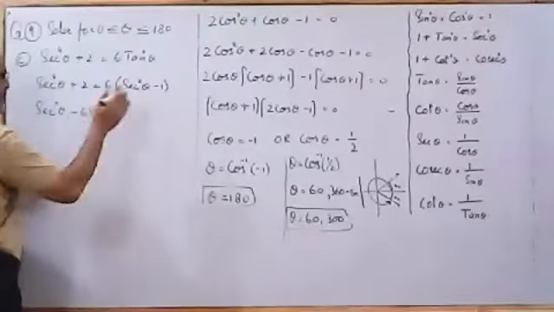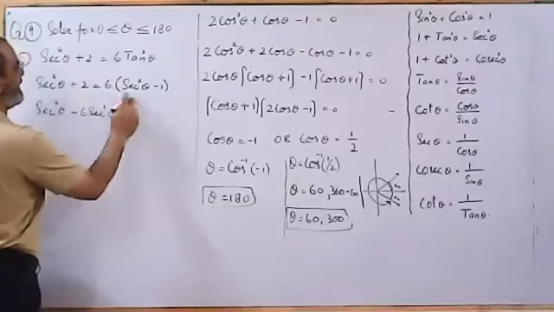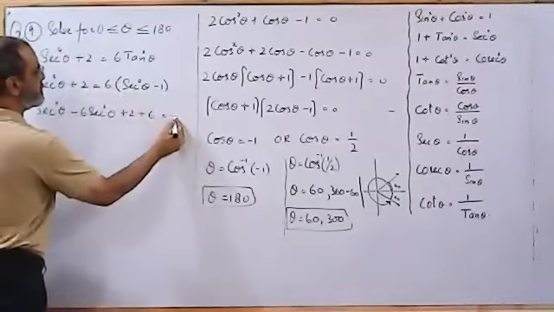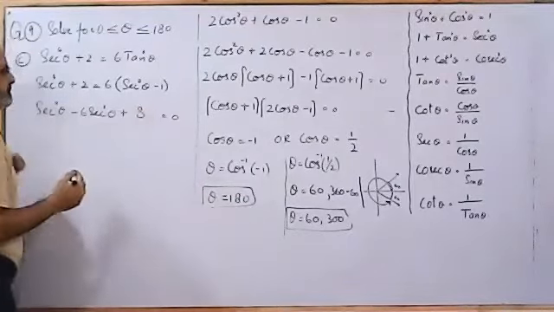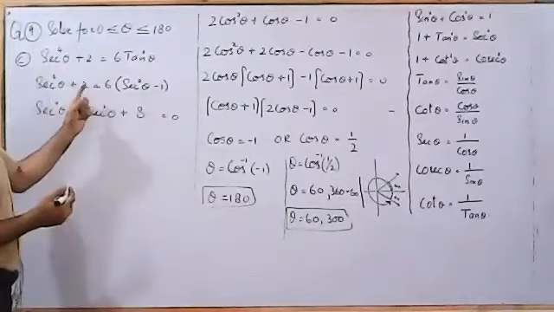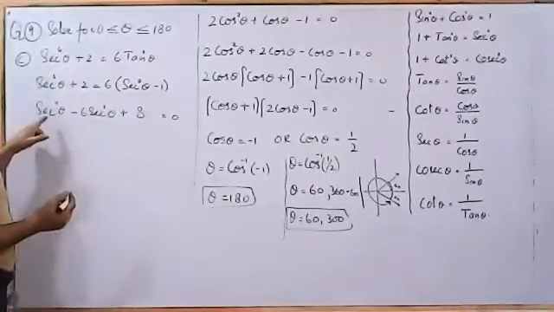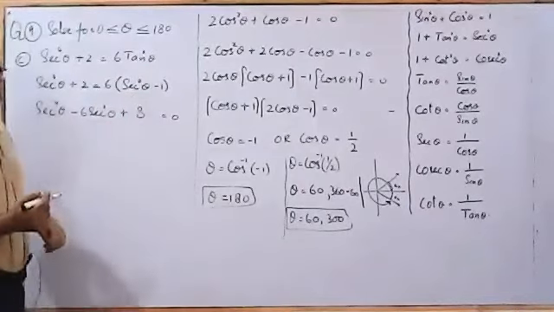So secant 4 theta minus 6 secant square theta, I am arranging the equation as well, plus 2 and plus 6 is equal to 0. So it will be simply 8. Minus 6 when shifted to the left side becomes positive. 6 plus 2 is 8. So I got secant 4 theta minus 6 secant square theta plus 8 is equal to 0.